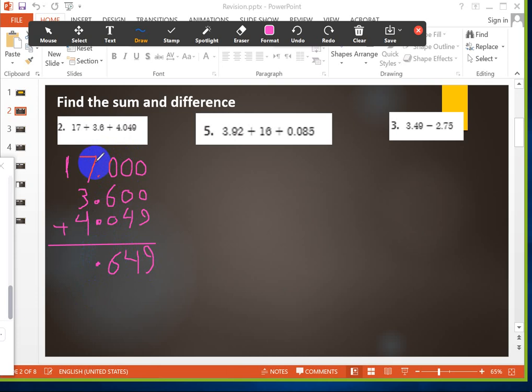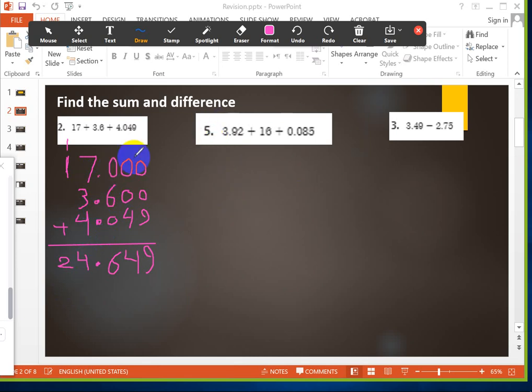Then continue the addition. 7 plus 3 equals 10. 10 plus 4 equals 14. So I will put 4 here, and 1 above that, in the tenths. Now 1 plus 1 equals 2. So this is the answer, 24.649 thousandths. So I have to add the numbers as we learned. The same strategy, but the difference here is the decimal point. You have to order the decimal points under each other and the digits under each other.